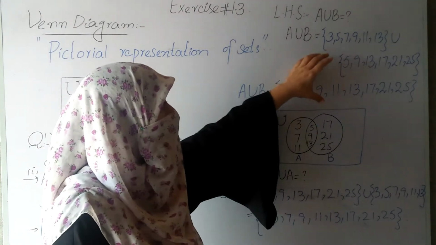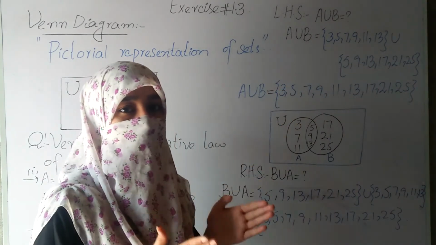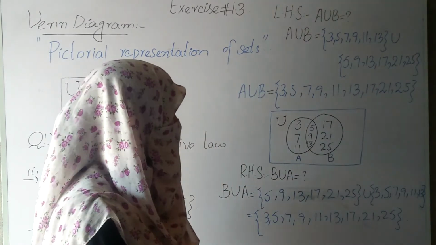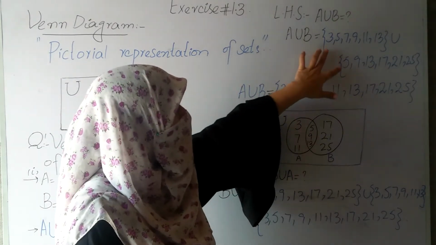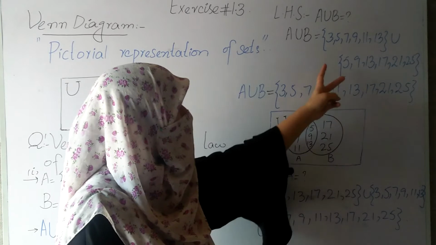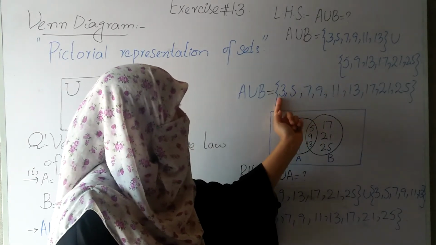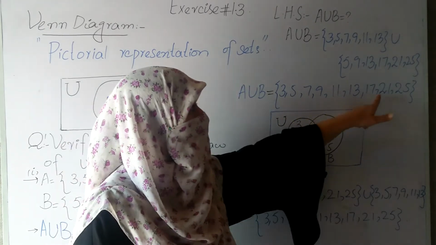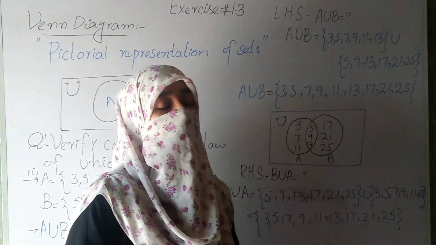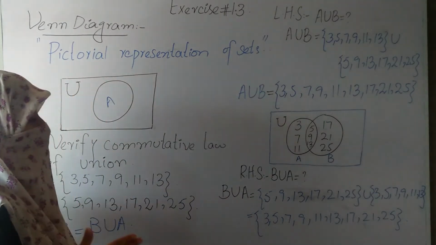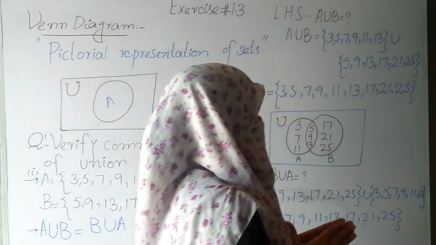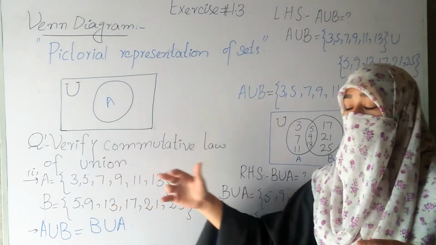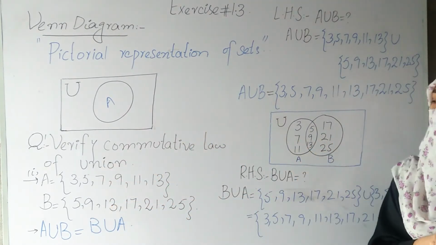Union means combine each element in one set and write in curly brackets. So we combine each element of both these sets, which is 3, 5, 7, 9, 11, 13, 17, 21 and 25. So here the main function of that question is verify commutative law of union using Venn diagram.